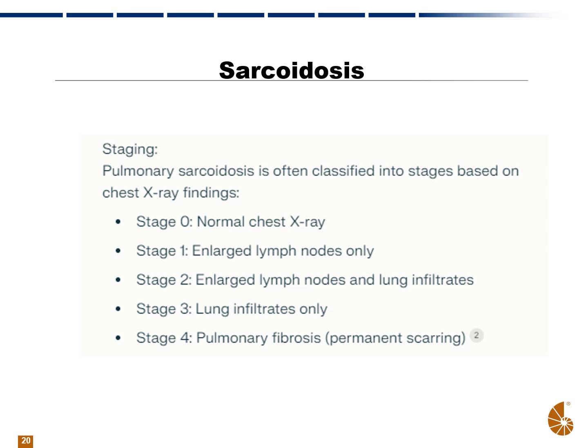There are stages of sarcoidosis. Stage 0 is a normal chest x-ray. Stage 1 has enlarged lymph nodes only. Stage 2 has enlarged lymph nodes and lung infiltrates. Stage 3 has lung infiltrates only. And stage 4 has pulmonary fibrosis, which is permanent scarring.